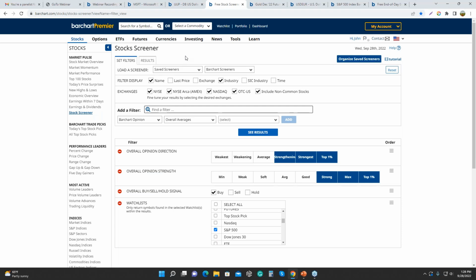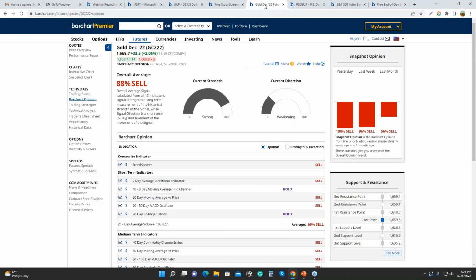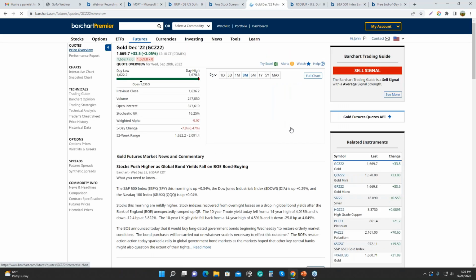So let's look at a couple other markets here as our time is moving along. I want to go into futures markets, and there's a reason why I want to go into futures markets. So first, let's start from the overall price page. Notice up here we don't see the Barchart technical opinion page. We see something called Barchart's trading guide.